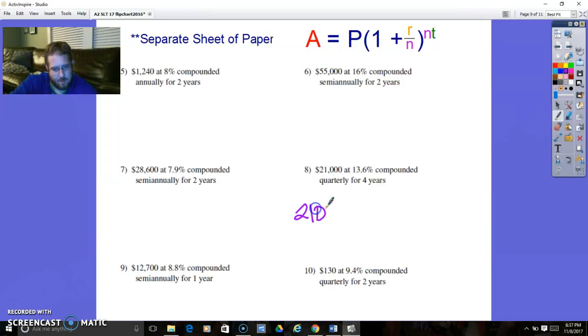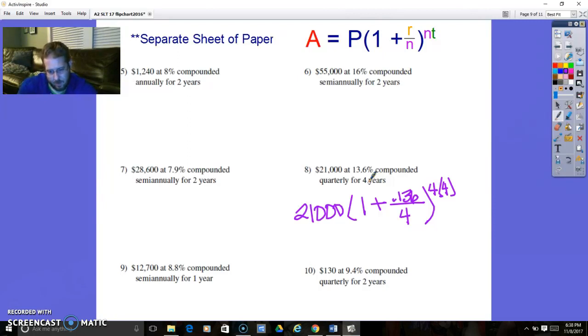So this is 21,000 times 1 plus, okay, the rate is 13.6%. If I move the decimal twice, that's 0.136 divided by 4 because it's compounded quarterly. That means 4 times a year, so the 4 times 4. So that's quarterly times 4 years. All right, so that's 0.136 divided by 4 plus the 1, to the power of 16.